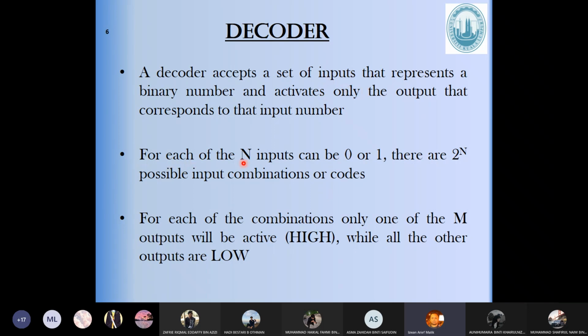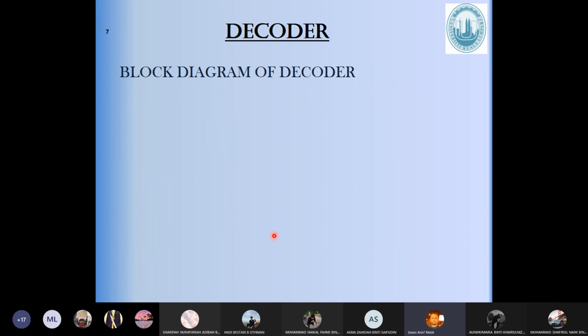So each of the n inputs can be 0 or 1. There are 2 to the power of n possible input combinations of codes. So if you have 2 inputs, 2 to the power of 2 is equivalent to 4, so you have 4 outputs. If you have 3 inputs, 2 to the power of 3, it will become 8 outputs. So for each of the combinations, only one of the outputs will be high, while all the other outputs will become low. So only one will become high.